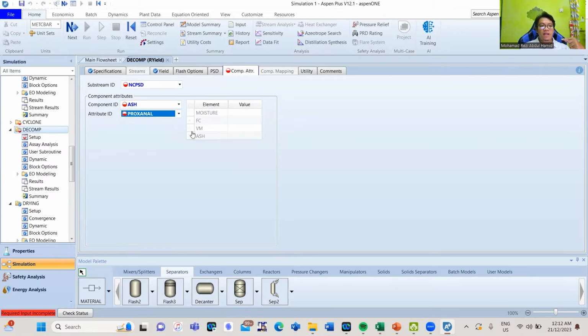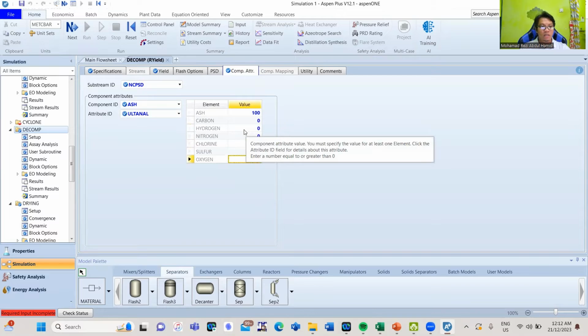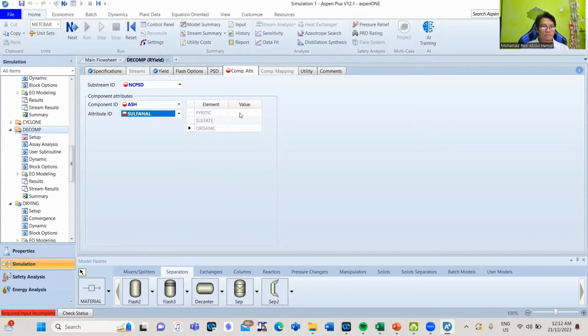Attributes is proximate analysis. Now, these are quite simple. Ash is basically 100% ash, as simple as that. So the rest is 0, 0, 0, 100%. Ash is just ash. Ultimate analysis, same. Ash, 100 as well. You can write down 0 for all, it doesn't really matter. And for sulfur, it's also 0. 0, 0, 0. That's it.